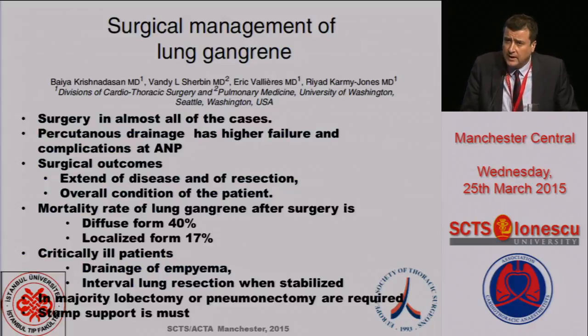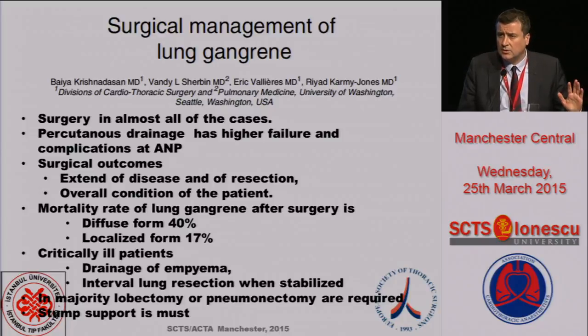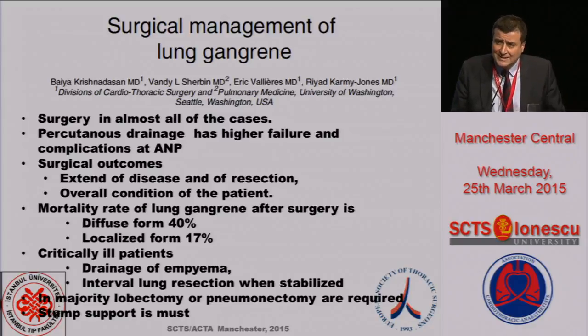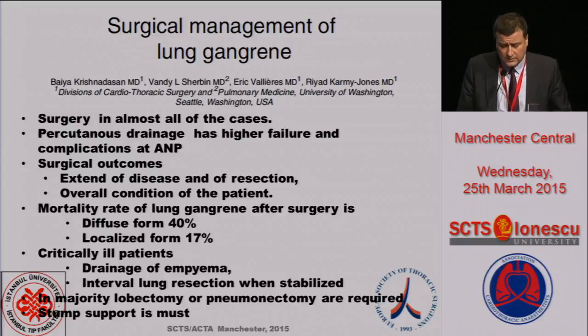For the surgical treatment of lung gangrene, surgery is recommended almost in all of the cases. And in acute necrotizing pneumonia, percutaneous drainage is not recommended due to higher failure rate and complications. And surgical outcomes are related to the extent of the disease and extent of the resection and overall condition of the patient. And mortality rate varies between 40% to 15% in different series, but also this paper claims that in diffuse forms, mortality rate is around 40%.